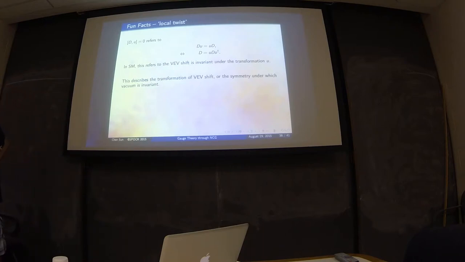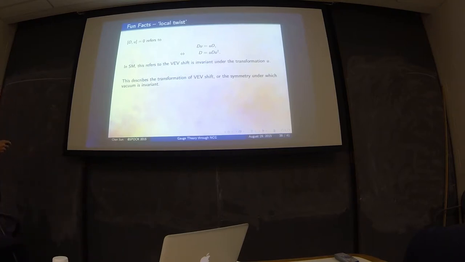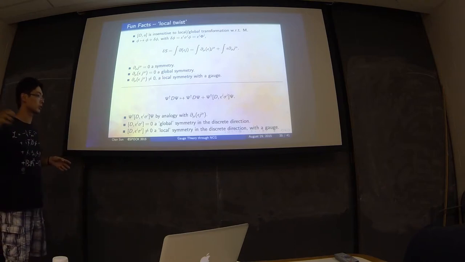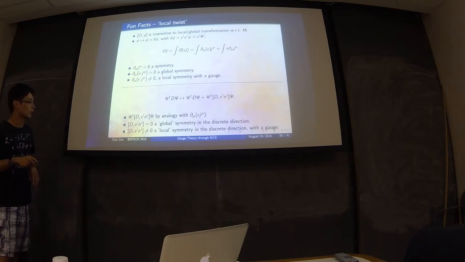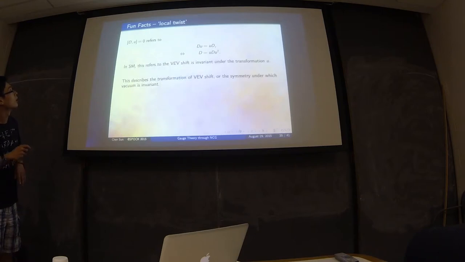And what do we mean by global and local in this discrete direction? When this term is equal to zero, we see there's a so-called global symmetry in the discrete direction. And this refers to the D-U commutator equaling zero.